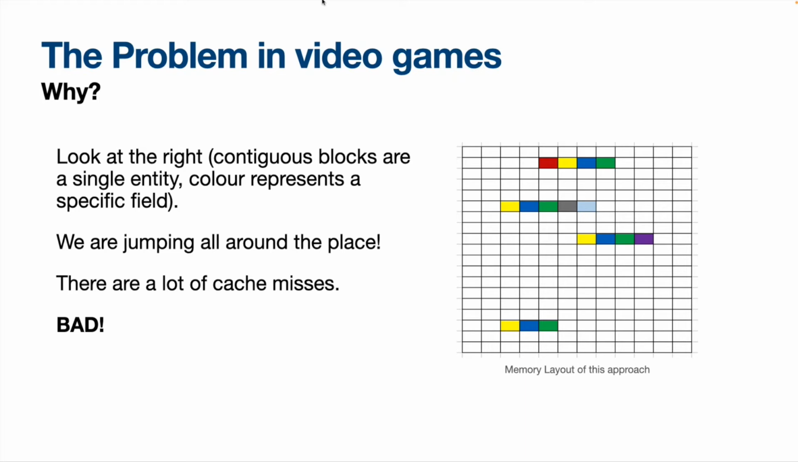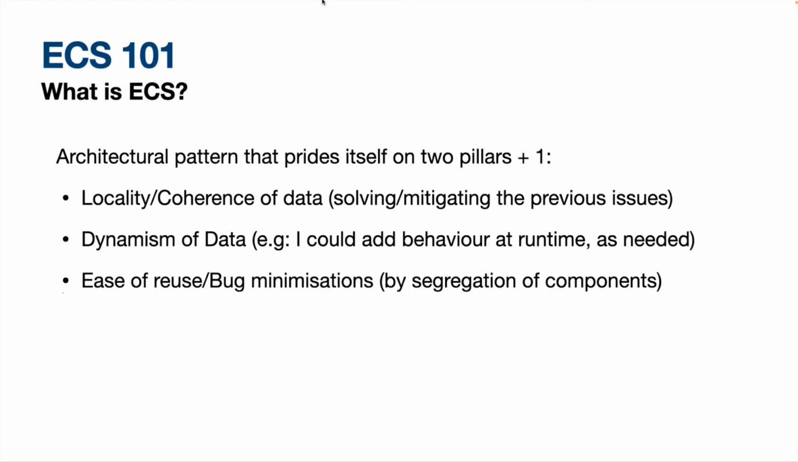And to solve this problem, there is what is called the ECS, which is actually, as you may have guessed from the name of the whole talk, what I will be talking about from now on. ECS is an architectural pattern. So basically, it prides itself on 2 + 1 pillars. The first one is the locality and coherence of data. So basically, it mitigates the cache miss problem, and it achieves it by storing related fields all together in memory, no matter which entity we were talking about.